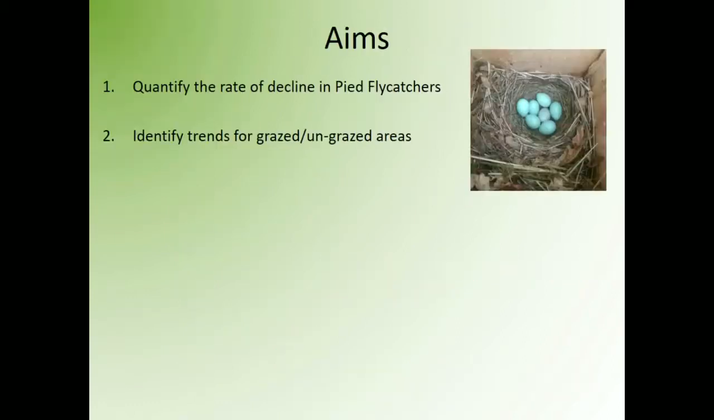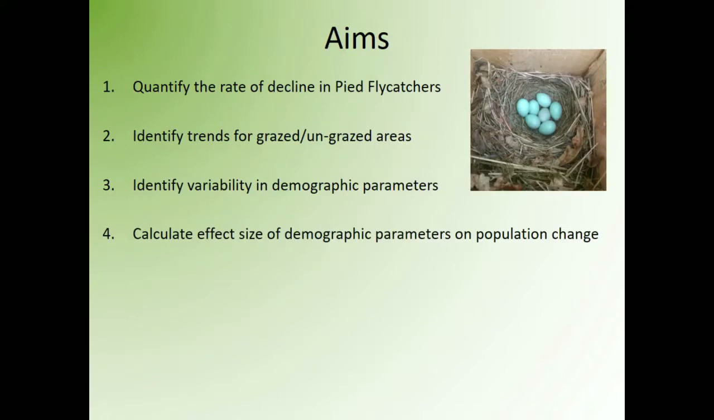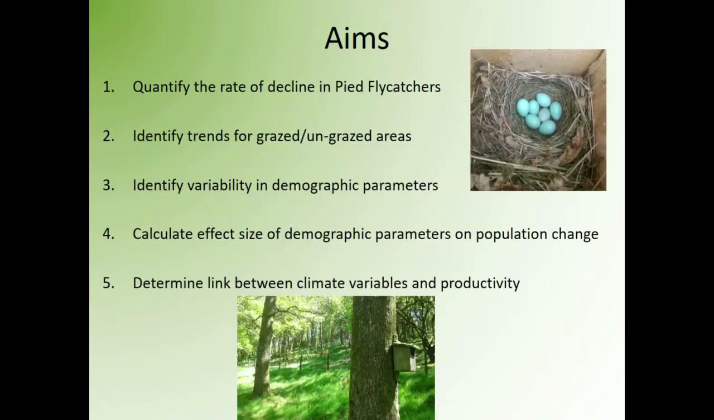The aims of the talk are to quantify this decline in pied flycatchers, particularly in the Cwm Clydach Reserve, and see how that compares with the national average, and also to identify the trends between the grazed and ungrazed areas to see if land management is having a significant effect. We'll also look at the demographics, such as clutch size and breeding productivity, and see how they feed into population change. And finally, the aim of the project is to determine the link between climatic variables and productivity, and identify whether these are direct or indirect effects, potentially through food-mediated effects.